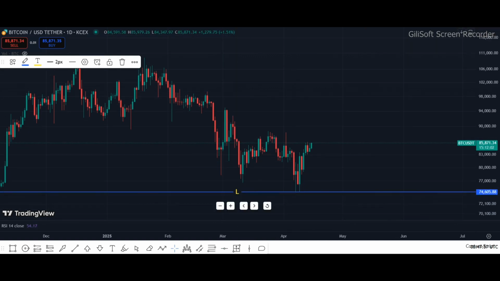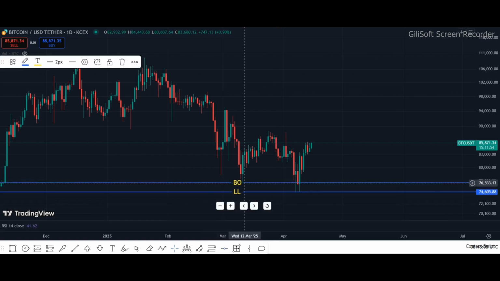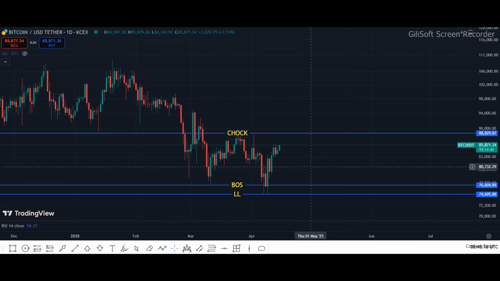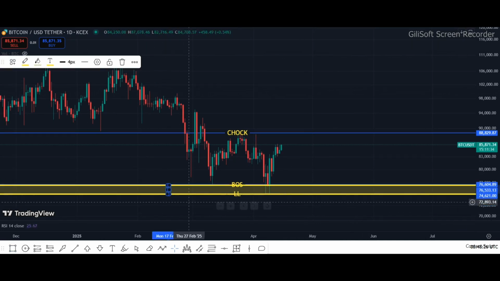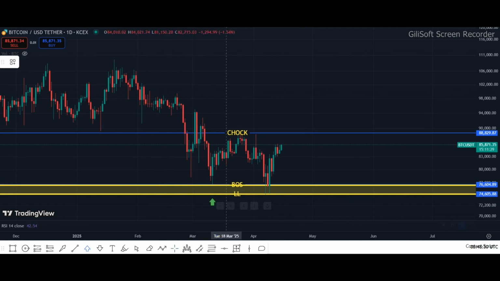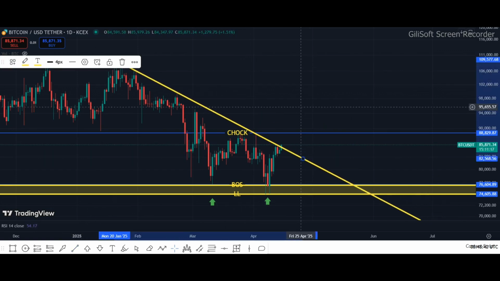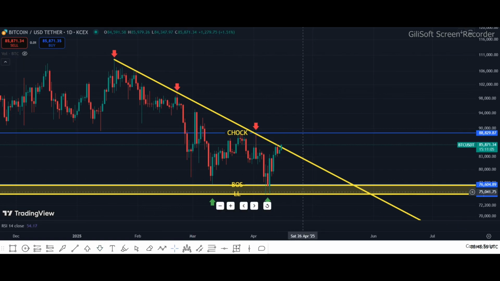This is our lower low. This is also BOS. And this is also choch. There is a support between our lower low and BOS that has caused the price to fall further. And there is a downtrend line with 4 hits, and the last hit is forcing it to break.